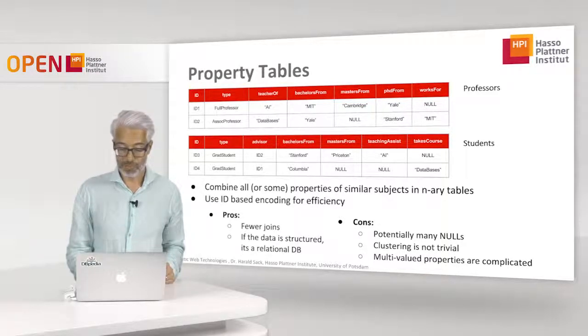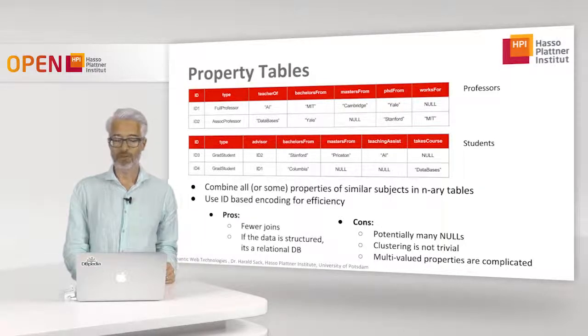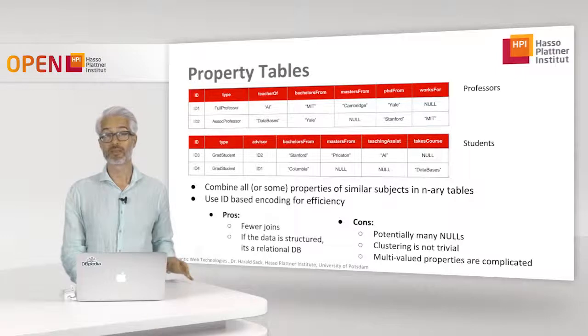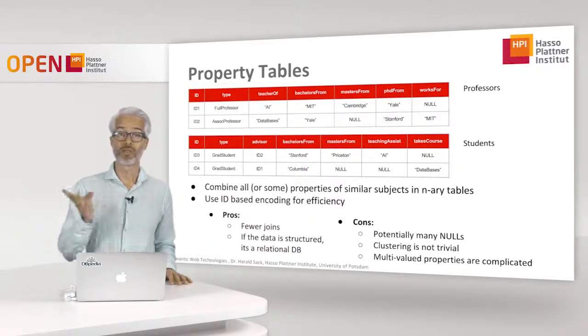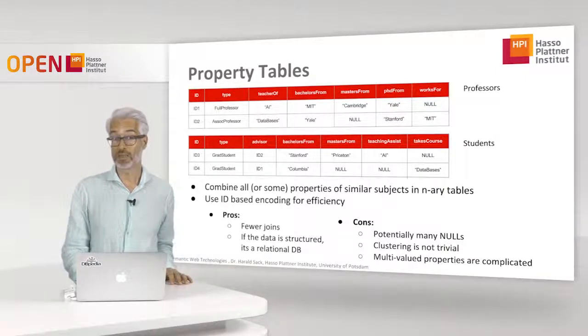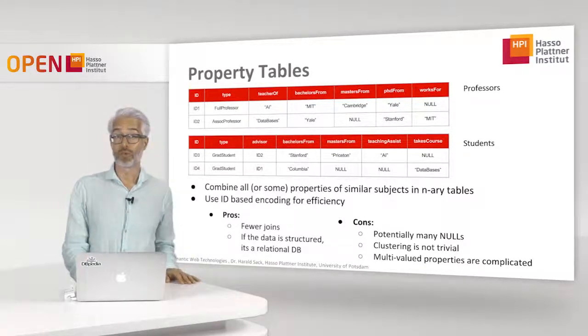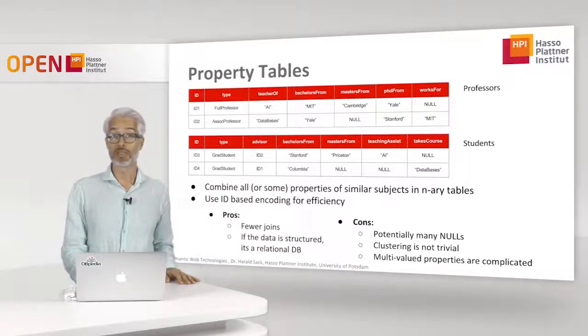And another problem is, of course, you will have problems with so-called multi-valued properties. So here, for example, take the students. A student might take more than one course. So you would need the row takes course either several times, or you will have multiple rows for the same student where only the other values are either repeated or they are null. So you see, this is kind of a problem with so-called multi-valued properties. But moreover, clustering is really complicated.